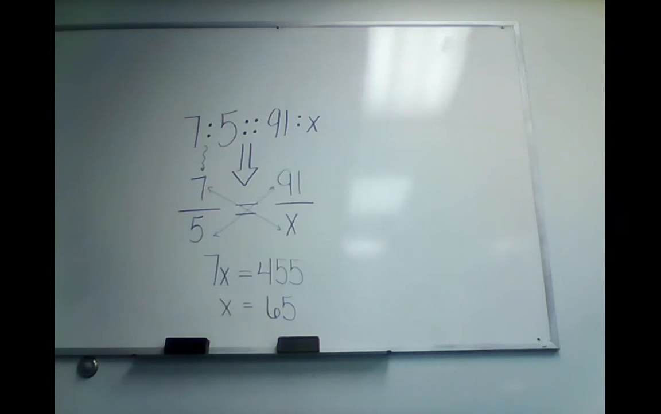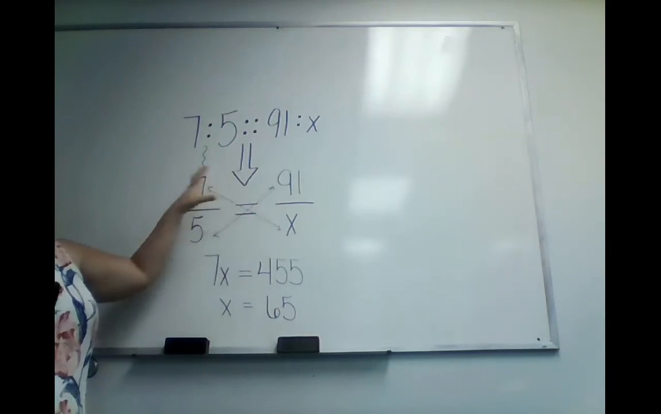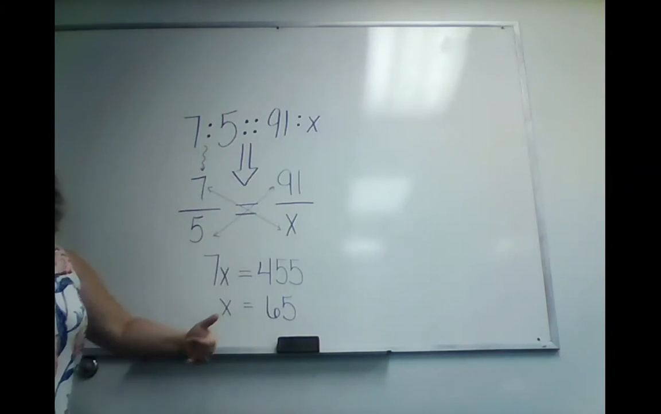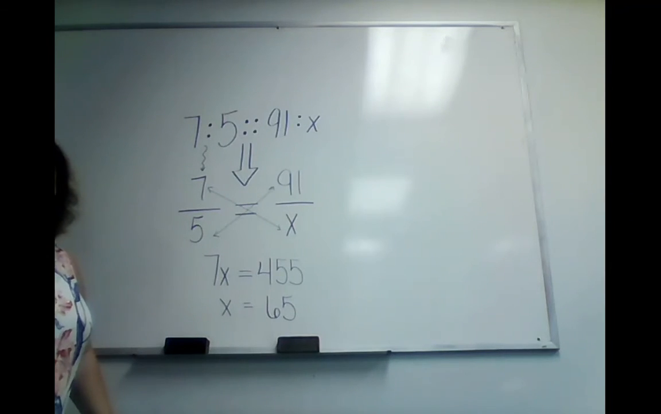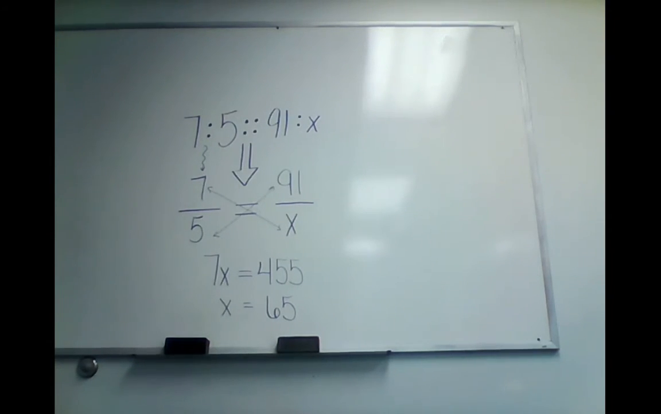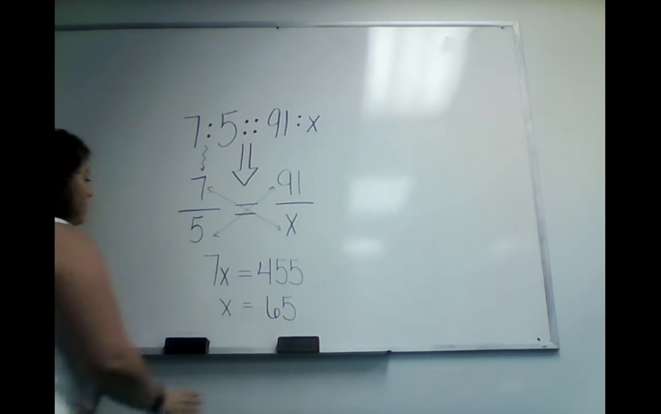So what the heck does that mean, basically? It means that to make these fractions equal, this number has to be 65. That's what it means. Okay, so I'm going to erase, and then I'm going to actually explain what the dots mean, and that's going to be the last part of this video. So if you did have your calculator, you could put it away for now.